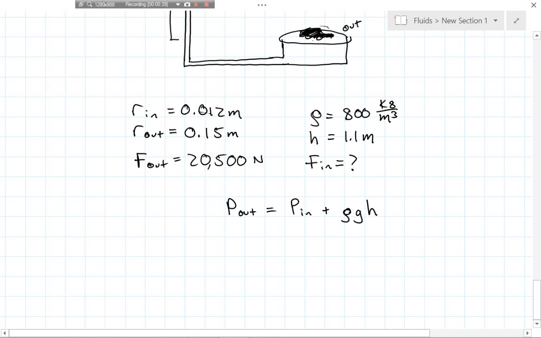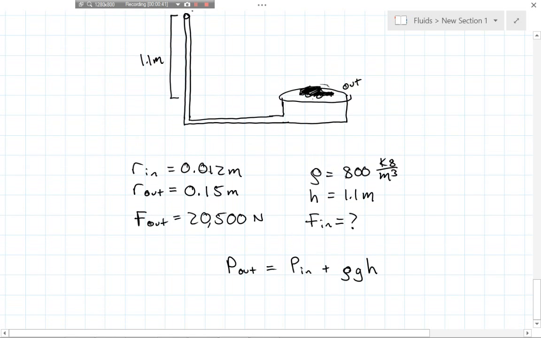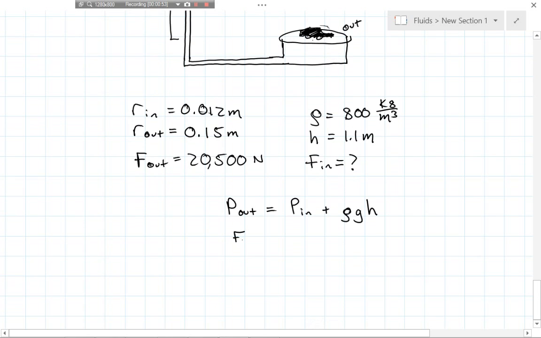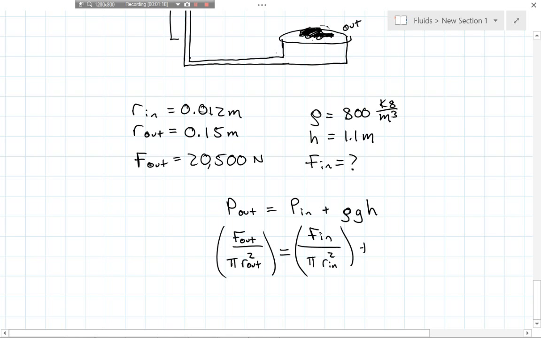Now the pressure that's exerted on the output plunger has to be equal to the force that we have to apply to this plunger to cause the car to go up, divided by the area of the plunger. So we have the pressure on the output plunger has to be equal to the force that we have to apply on the output plunger divided by the area of this output plunger. And because we're going to assume that this output plunger is a circle, the area is just equal to pi times r out squared. And this has to equal the force that we apply to the input plunger divided by pi r in squared plus rho gh.